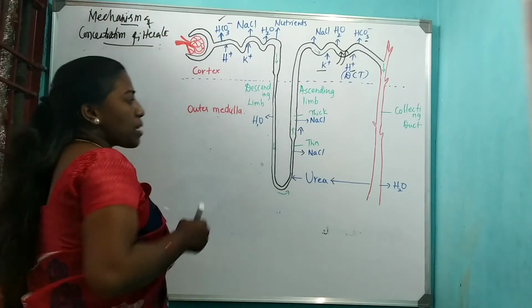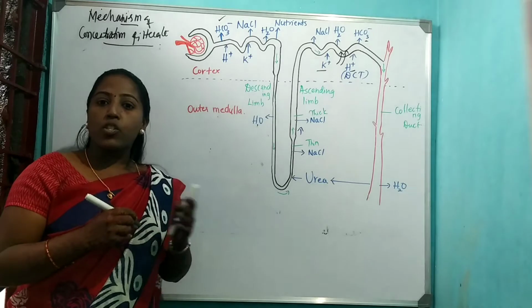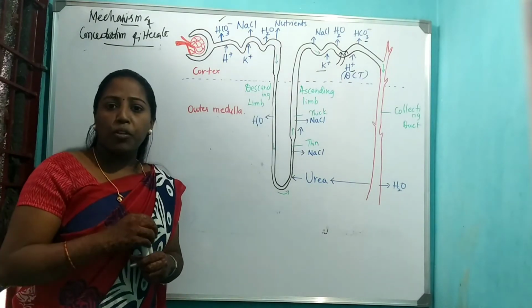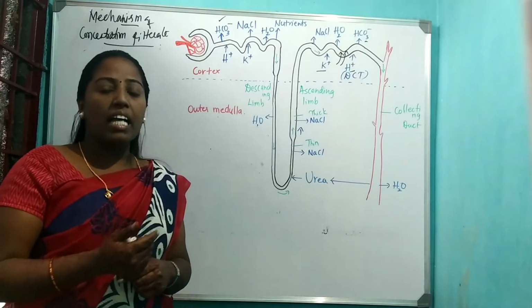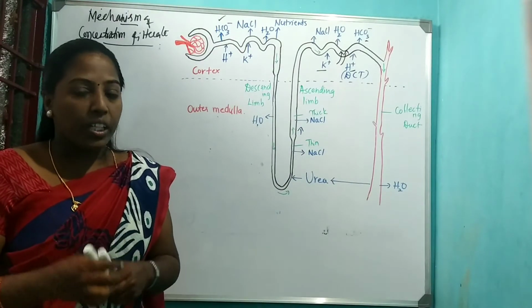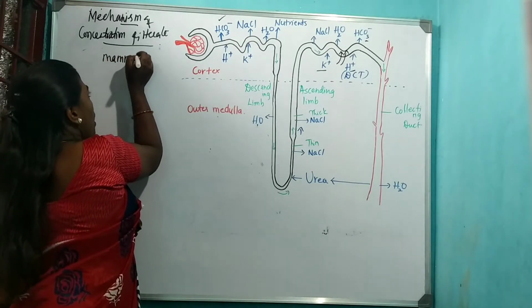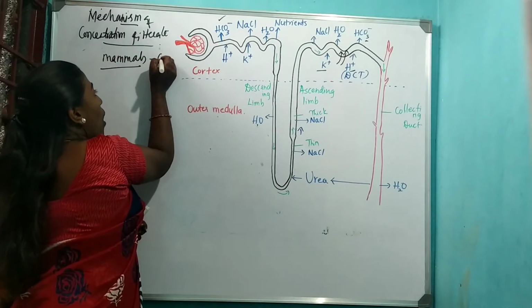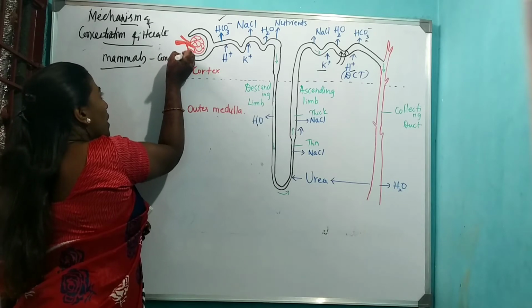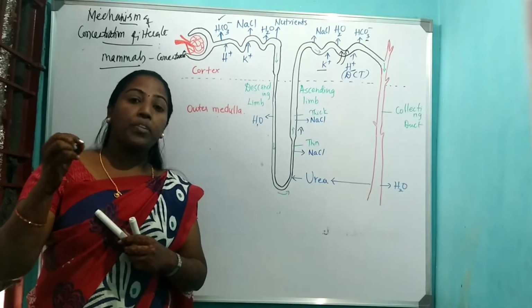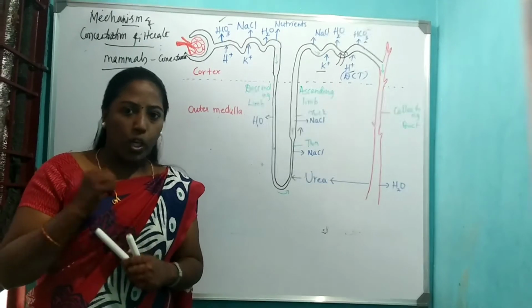Now, what is the mechanism? In the case of mammals, you can see that a concentrated urine is formed. Otherwise, you can mention it as hypertonic urine being formed in all mammals. All mammals form concentrated urine, and this is also one of the adaptations to conserve water.